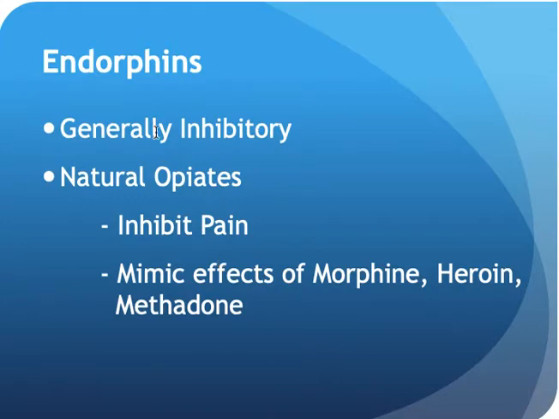Okay, so endorphins, generally inhibitory, natural opiates of the body. They're going to inhibit pain, and they're mimicking the effects of morphine, heroin, methadone. And there's a lot of different ways, when we get into the exercise chapters, that you can stimulate the release of these endorphins. But exercise is a really good way that you can do that a little more naturally.